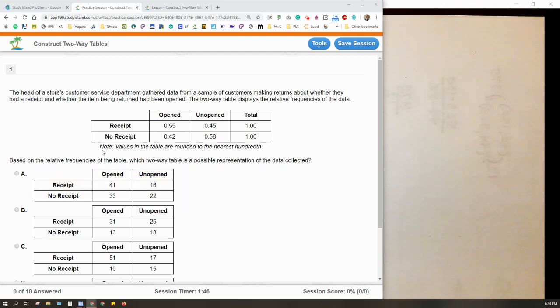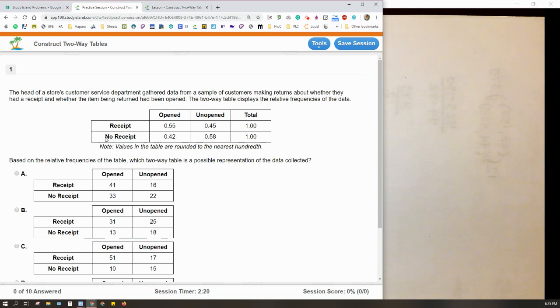So before we get into the problem, let's make sure we know how to read this table. Of all the people that had a receipt when they returned the item, it says 0.55 here. That's 55%. And here's 0.45. That's 45%. 55% and 45% add up to 100%. So, of the people that had a receipt when they returned the item, 55% of them had opened it, and 45% of them, the package was unopened.